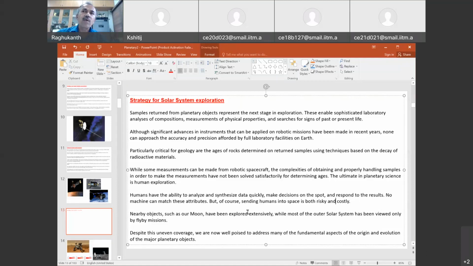And of course, apart from all the objects in our solar system, only on the moon have we been able to send astronauts, and a lot of data sets have come from the moon itself.